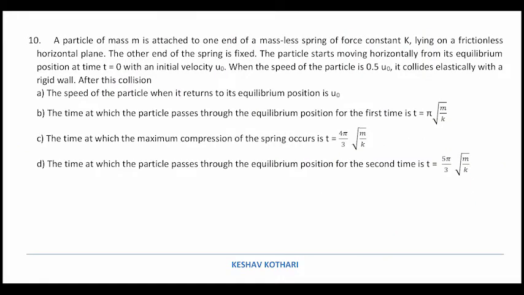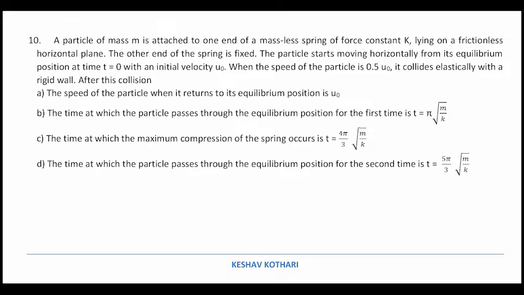A particle of mass m is attached to one end of a massless spring of force constant K lying on a frictionless horizontal plane. The other end of the spring is fixed. The particle starts moving horizontally from its equilibrium position at time t equal to 0 with an initial velocity u0. When the speed of the particle is 0.5 u0, it collides elastically with a rigid wall.